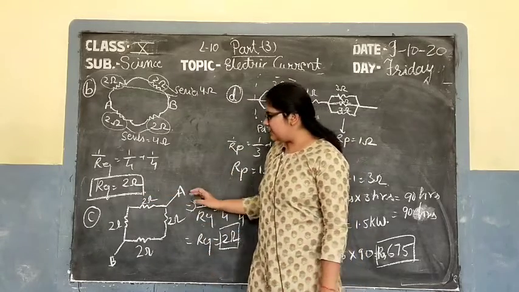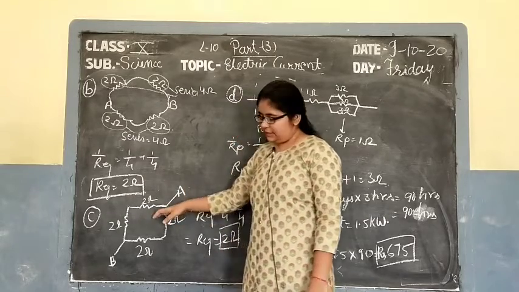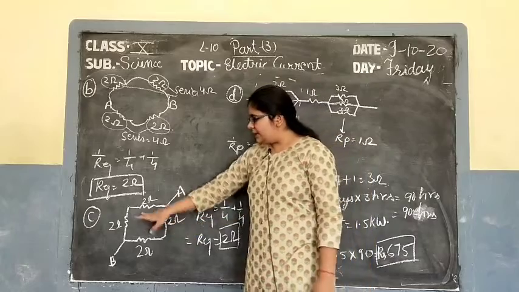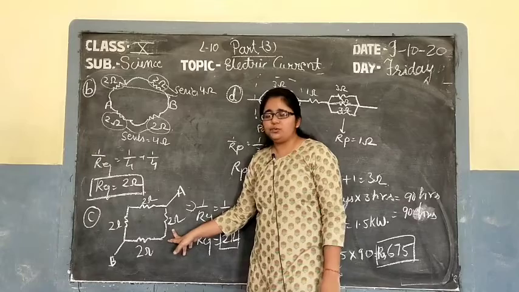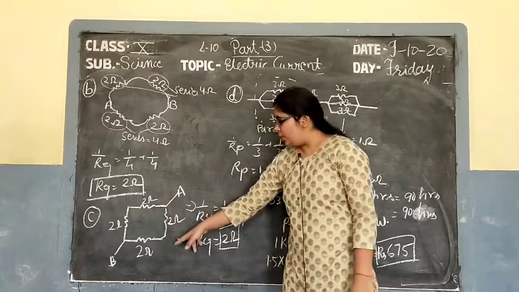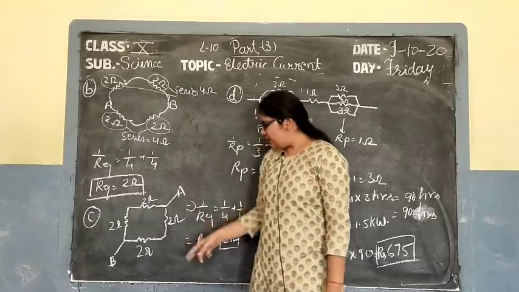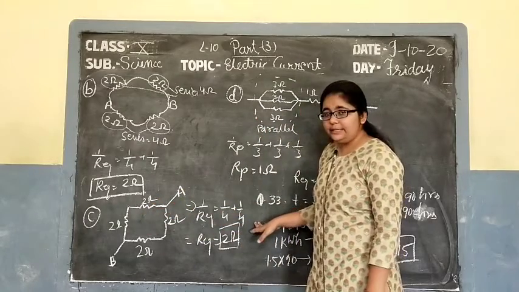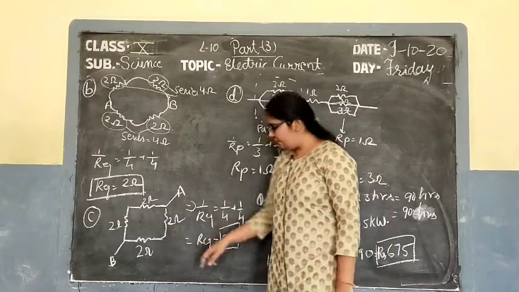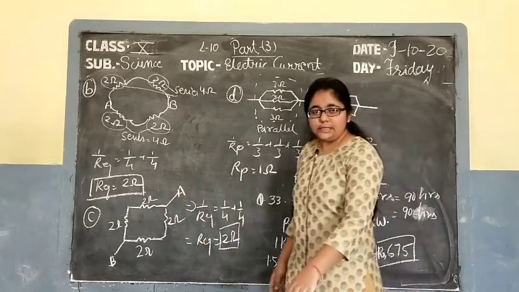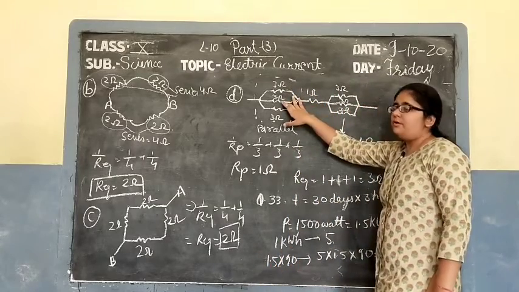The C part is a square form in which every side has a value of 2 ohm resistance. Between A and B, these two resistances are connected in series and these two are connected in series. So the value of these is 4 and the upper ones are also 4. By calculating the R equivalent, the parallel combination of 4 ohm and 4 ohm will be 2 ohm. So this was the C part.